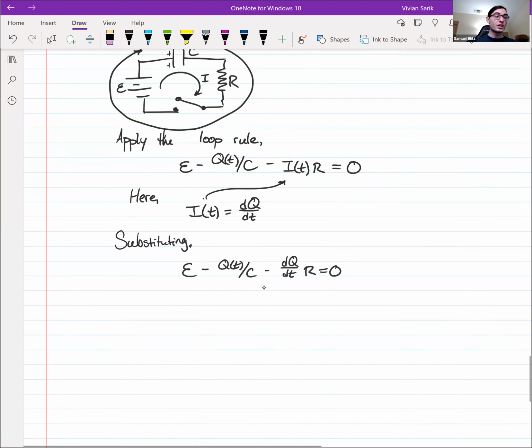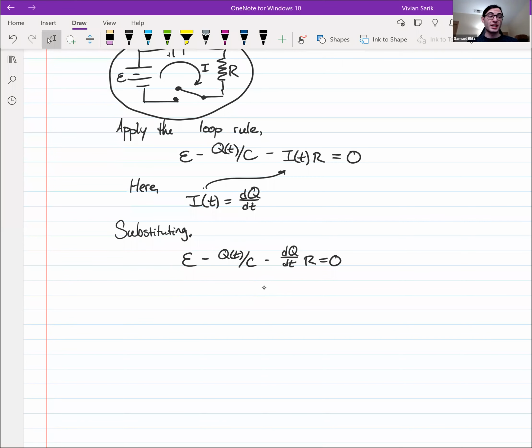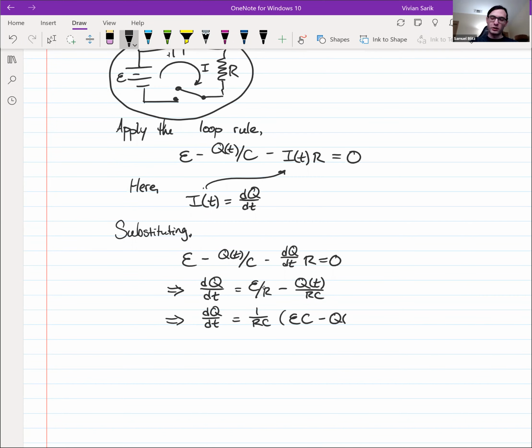Right, so now we're going to solve this basically the same way, but we have a little bit of massaging to do first. All I'm going to do is rearrange this equation. dQ/dt is equal to E over R minus Q of T over RC. And then we can simplify it a little bit more: dQ/dt is equal to 1 over RC times (EC minus Q of T).